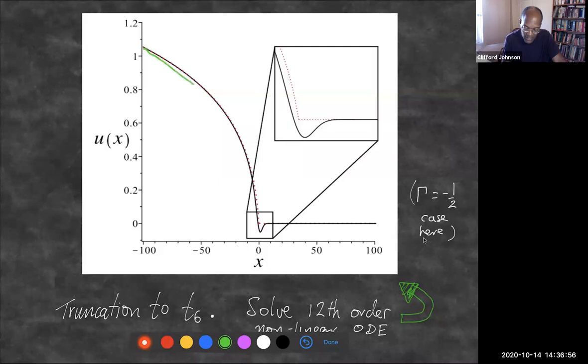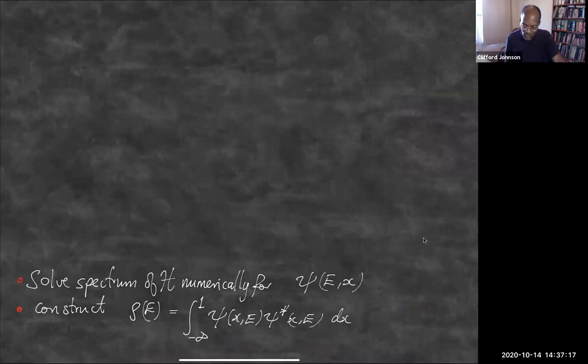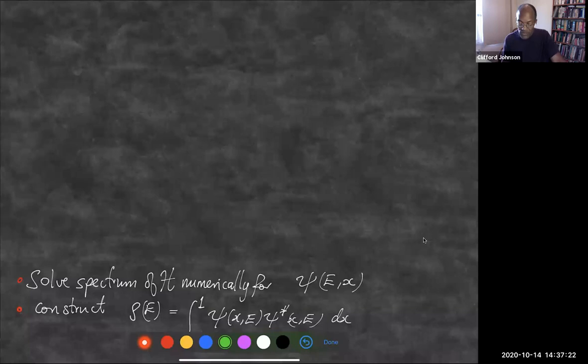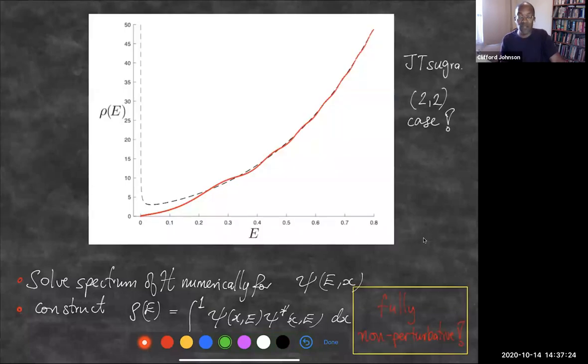Remember that thing that looked like a curve and then a zero for positive x. Well, it then gets completed into this nice smooth curve by that differential equation I solve. And then I solve the spectrum of the Hamiltonian with this as its spectrum, and extract the spectral density. And here we have some of the physics.